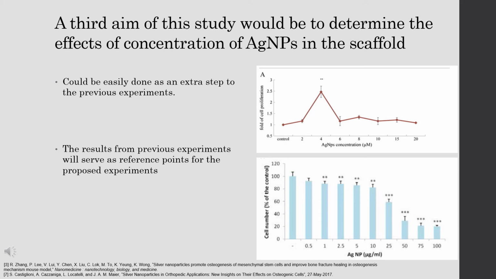A previous study was done to test the effect of silver nanoparticle concentration on mouse mesenchymal stem cell proliferation. The results are shown in the top figure, with concentration on the x-axis and cell proliferation on the y-axis. There was a significant increase at 4 micromolar. Another study covered the long-term effects of exposure to silver nanoparticles. The results are shown in the bottom figure, with concentration on the x-axis and percent of cells left over on the y-axis. They noticed non-reversible impairment of cell viability when the concentration was around 25 micrograms per milliliter. These values would be used as reference points for the proposed experiments.